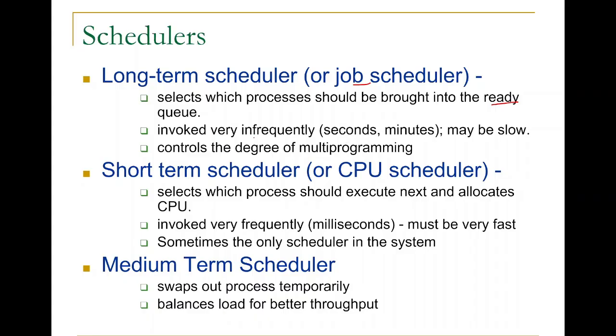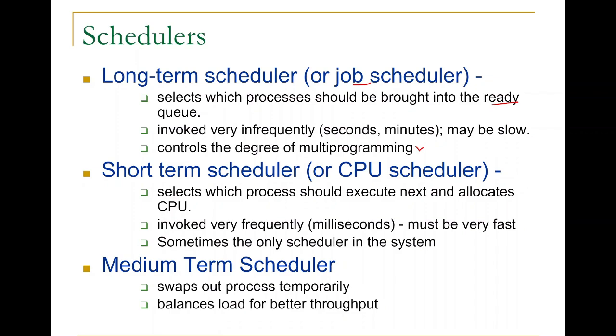Now, it is invoked very infrequently, that is in seconds or in minutes, and it may be slow because it packs so many jobs at a time. It doesn't need to pick one job. It can pick groups of jobs, could pick 10 jobs at a time and load them. As long as there's space in the ready queue, it loads them there. It controls the degree of multi-programming.